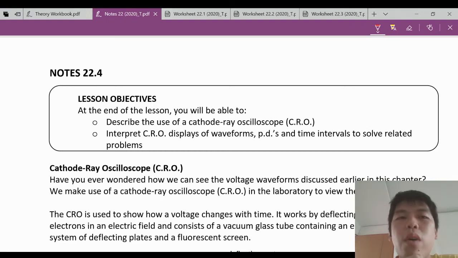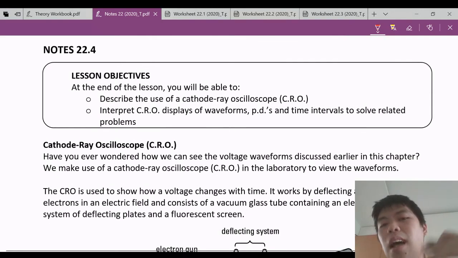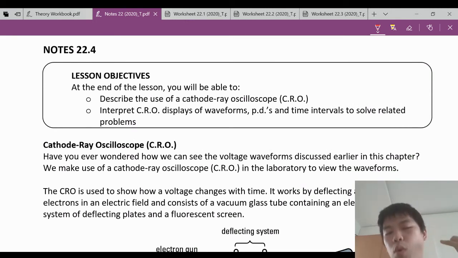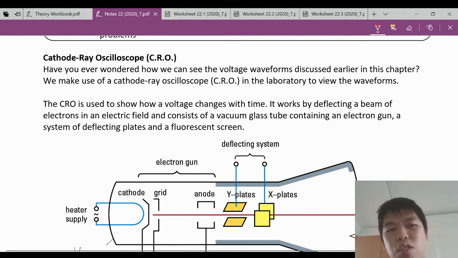Part 4 of our electromagnetic induction lesson. So in the last lesson itself, we want to understand this device called the cathode ray oscilloscope, and we want to be able to read this oscilloscope. So what is a cathode ray oscilloscope?